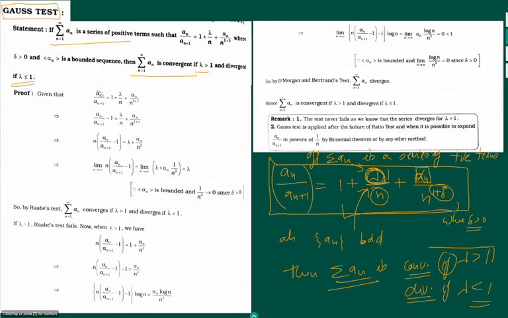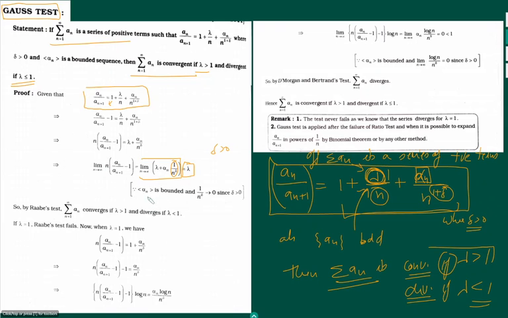It is given to us that an over an plus 1 is equal to 1 plus lambda over n plus alpha n over n raised to power 1 plus delta. So you bring this 1 to the left hand side: an over an plus 1 minus 1 is equal to lambda over n plus alpha n over n raised to power 1 plus delta. Then you multiply by n both sides and take the limit as n tends to infinity. Because this is n raised to power delta and delta is positive, this will go to 0, and the limit would come out to be lambda as n tends to infinity.